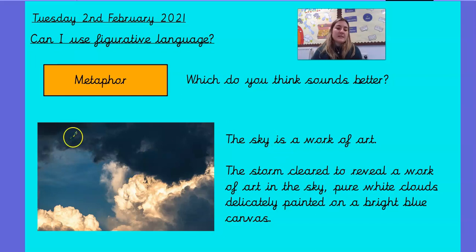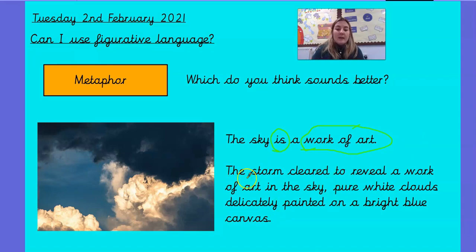So we've got the first sentence inspired by this picture here. It looks very beautiful. The clouds look very pure and the sky looks quite blue. So here we've got the sky is a work of art. Second sentence, the storm cleared to reveal a work of art in the sky. Pure white clouds delicately painted on a bright blue canvas. So here we've got is a work of art. So work of art as well, that is quite an effective metaphor because it makes you think, it's beautiful, it's intricate, it's lovely to look at, okay?